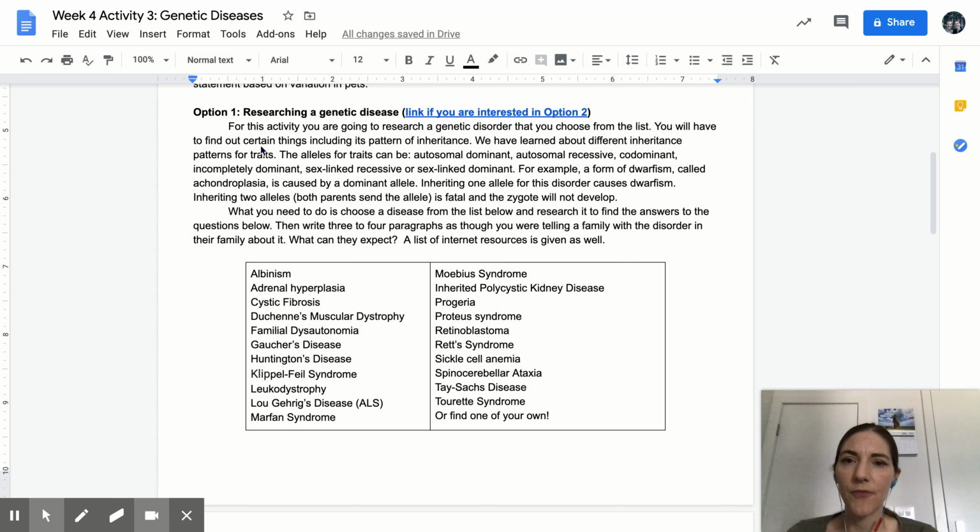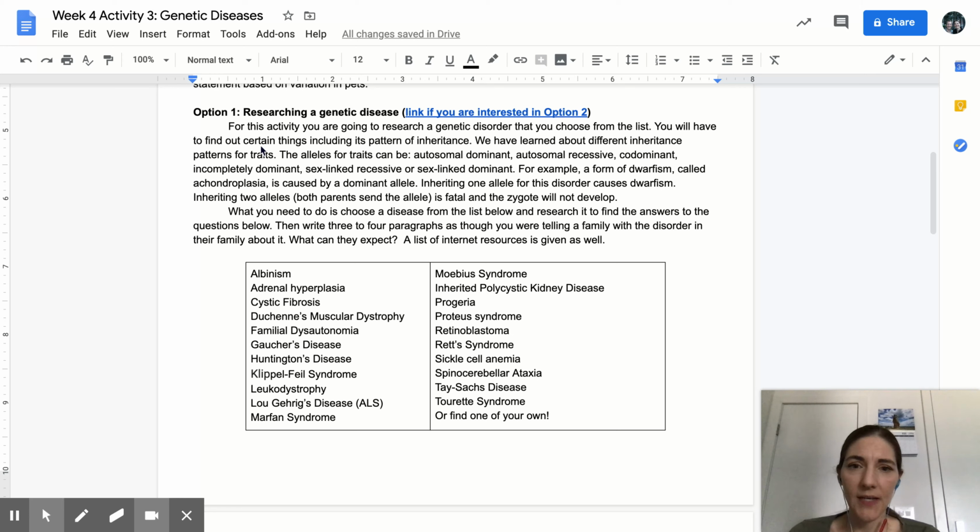For this activity, you're going to research a genetic disorder that you choose from the list I give you, or you can find your own. You're going to have to find out certain things, including the pattern of inheritance. So is it dominant? Is it recessive? Is it sex-linked recessive? Is it codominant? For example, dwarfism is actually a dominant trait, achondroplasia.